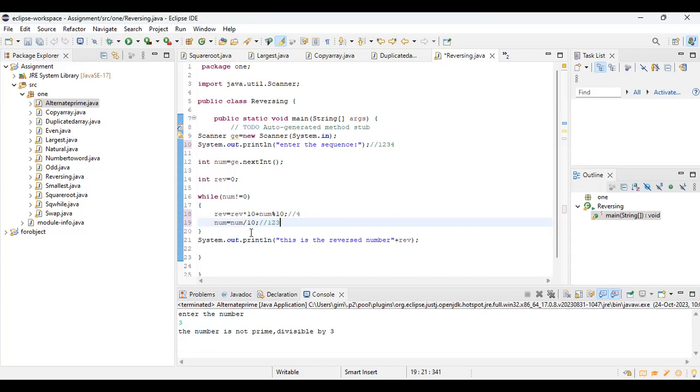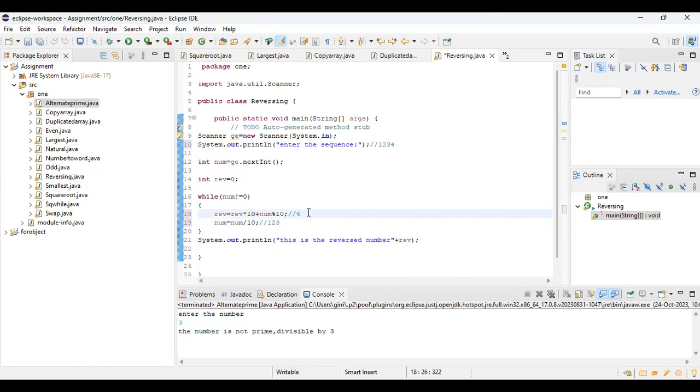So after taking the first value, this is the reverse number. It will be checking whether it has completed, up to the num value not being equal to 0. But here it is equal to some value, so it has to check again and again whether it is equal to 0 or not. So now here again it goes back.